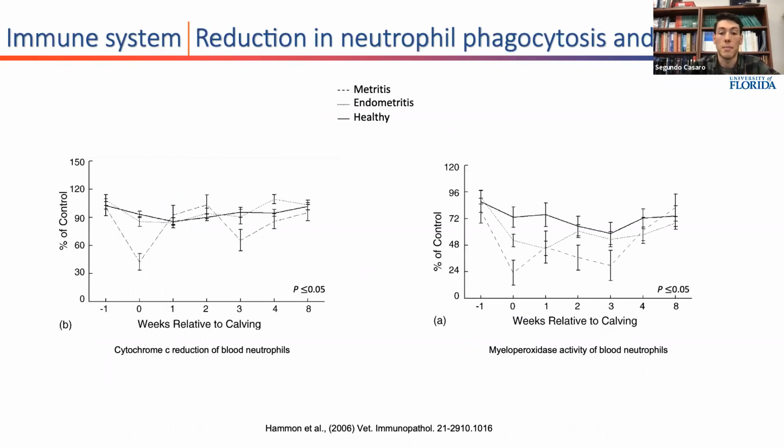Now, here's a paper that was published by Hammon that is showing this reduction in neutrophil function because he measured cytochrome C and myeloperoxidase activity. And as you can see here, both of them are decreased in cows that develop metritis. And just to add a little bit of background, cytochrome C is used as a marker for superoxide anion, which is released by neutrophils in phagocytosis. So this is a marker for phagocytosis. And then myeloperoxidase activity is showing the killing capacity, because myeloperoxidase is an enzyme that is in charge of the reaction that produces hypochlorite that kills bacteria.